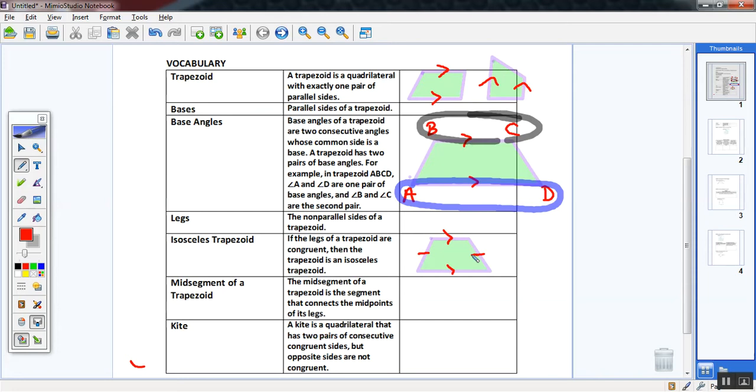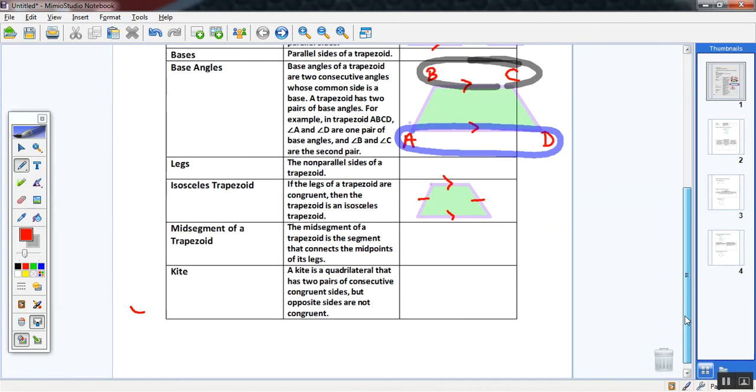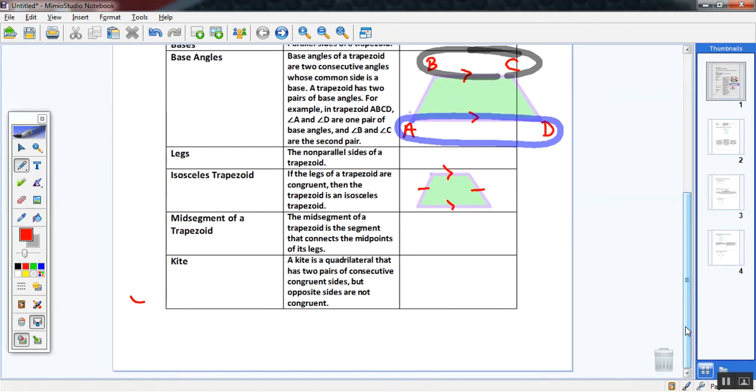Okay? Exactly. All right, the next one is not new, because we looked at mid-segments of triangles, but we're going to look at mid-segments of trapezoids. It says the mid-segment of a trapezoid is a segment that connects the midpoints of its what? So as an example, let's change up some colors here. Maybe red.